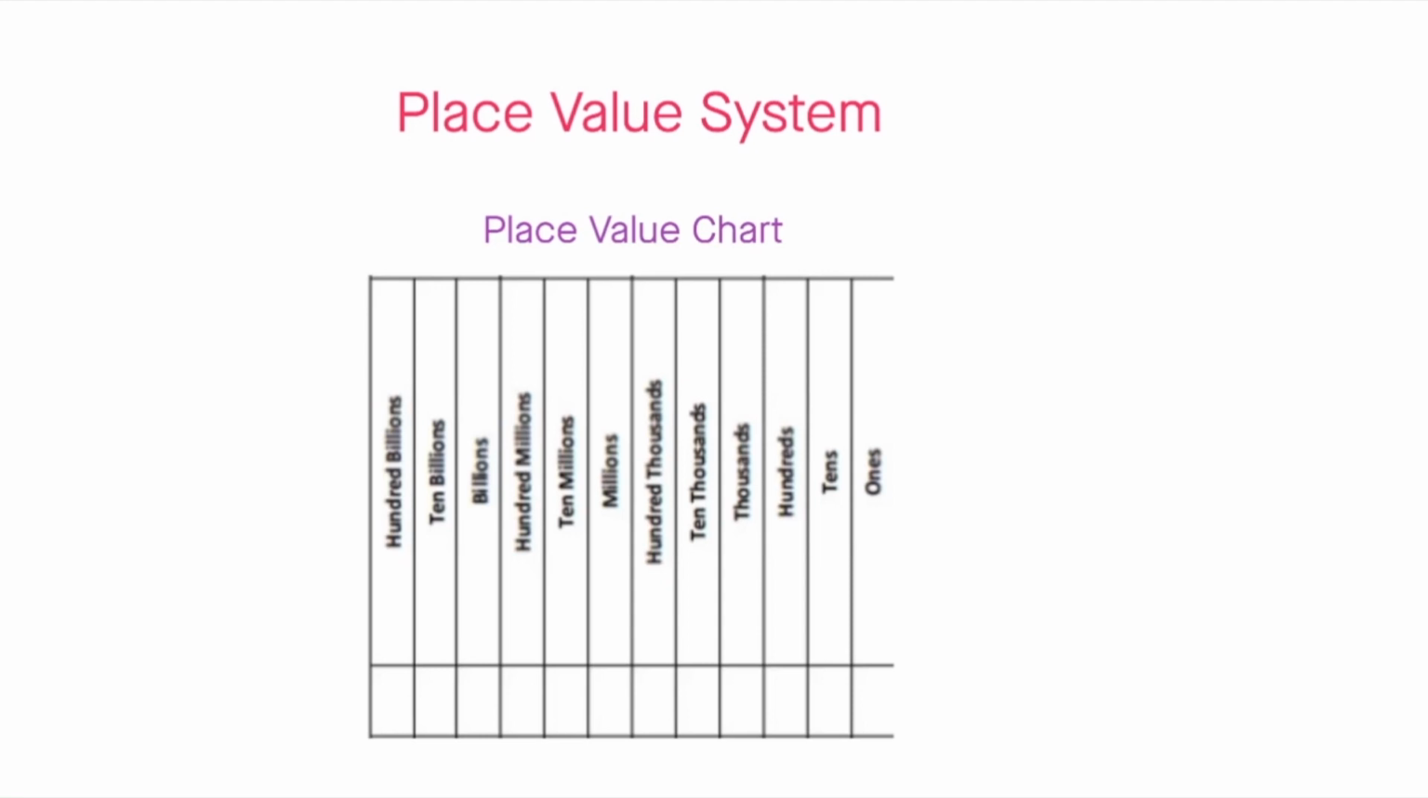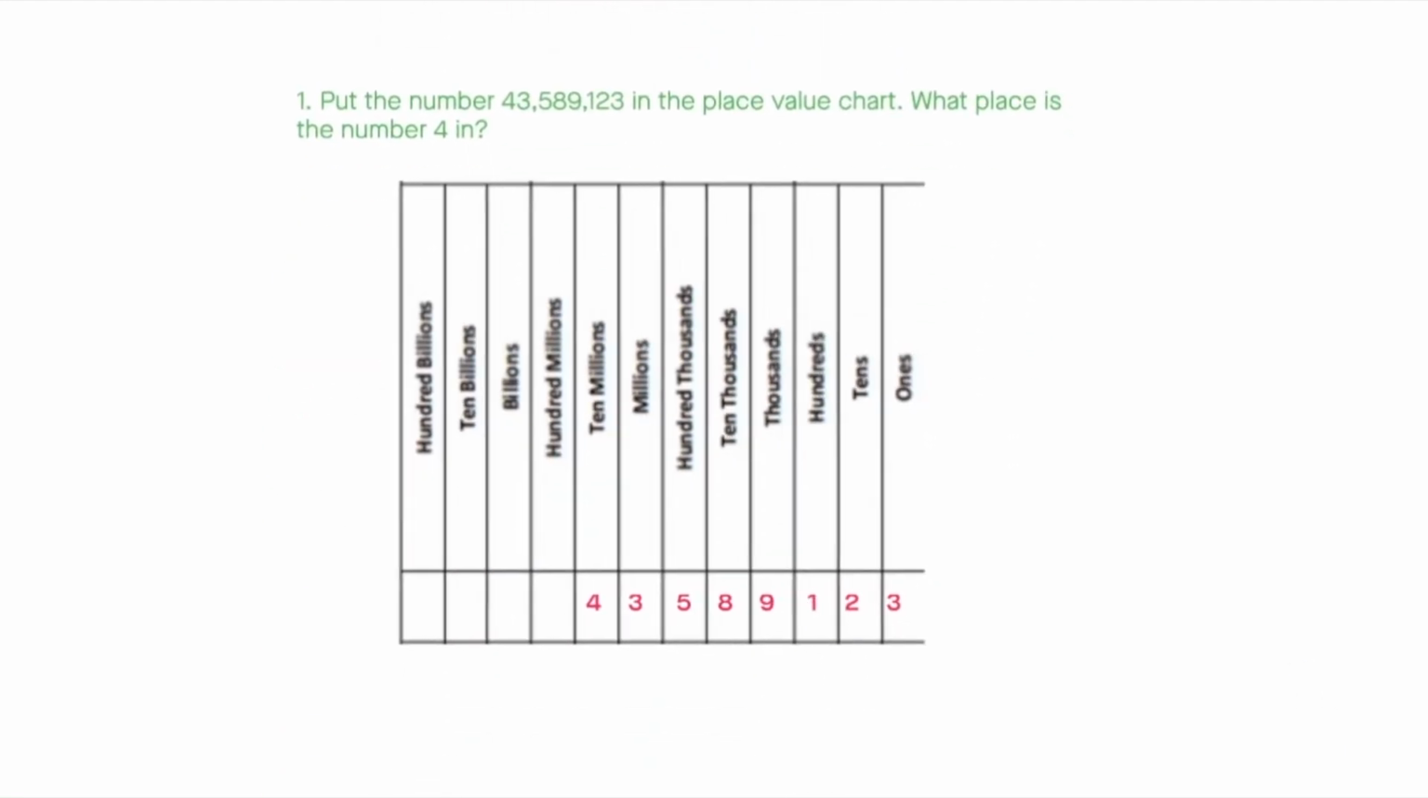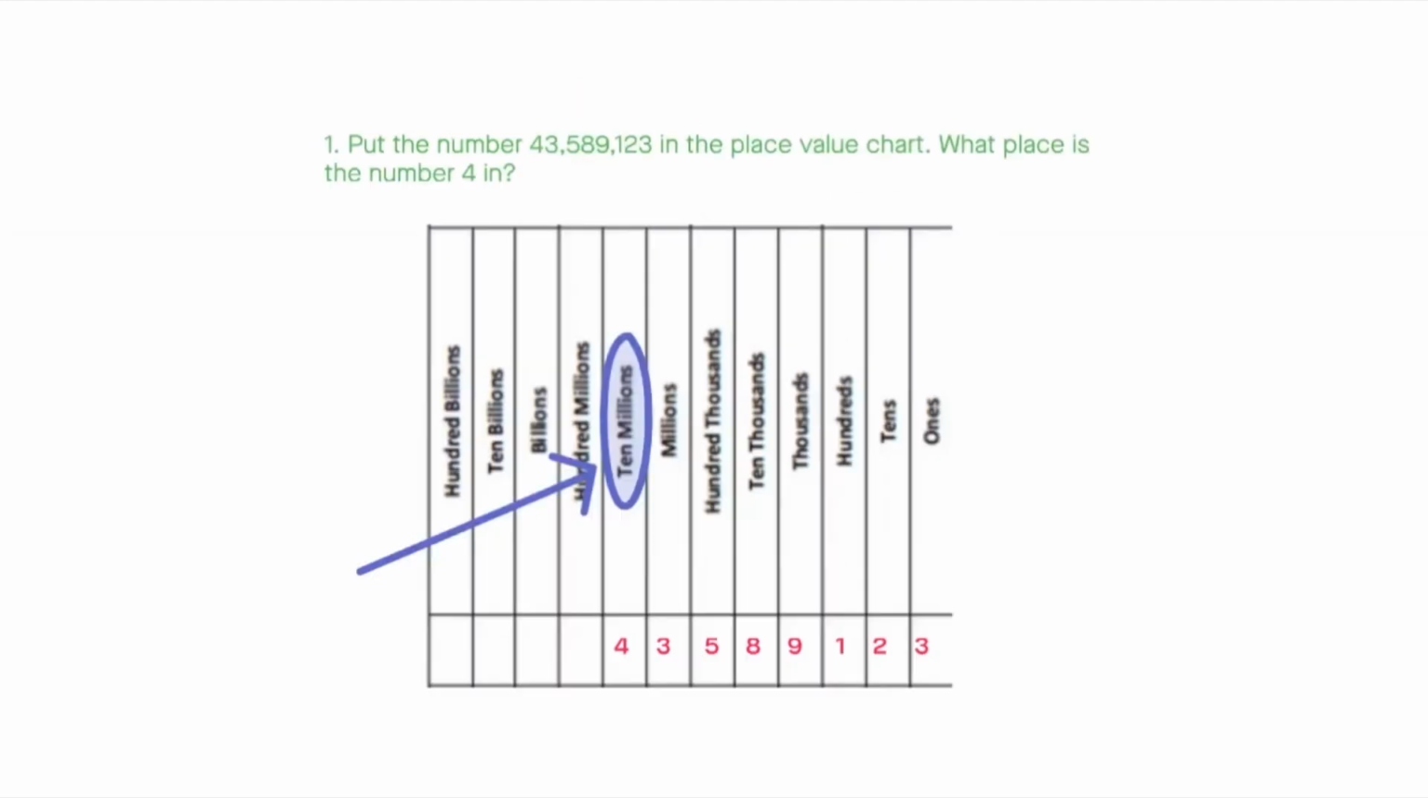So now let's put the number 43,589,123 in the place value chart. What place is the number 4 in? Yep, you guessed it. The number 4 is in the 10 millionth place.